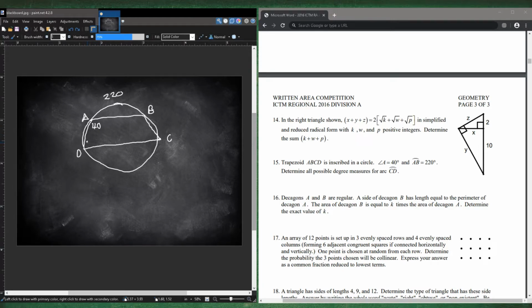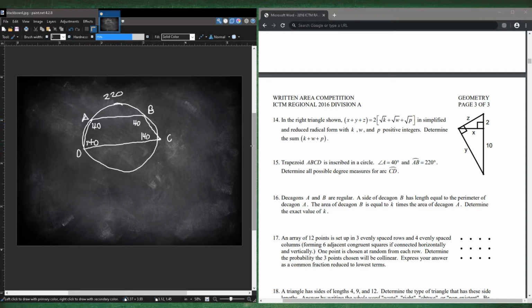Okay. Also another property of a trapezoid inscribed inside a circle is that the opposite angles have to add up to 180. So if this is 40, then this is 140. It has to be true, and it's not just a trapezoid, it's also for quadrilaterals, I believe. So any quadrilateral inscribed in a circle has opposite angles that add up to 180. So 40 plus 140 is 180. And if this is 140, then this is also 40.